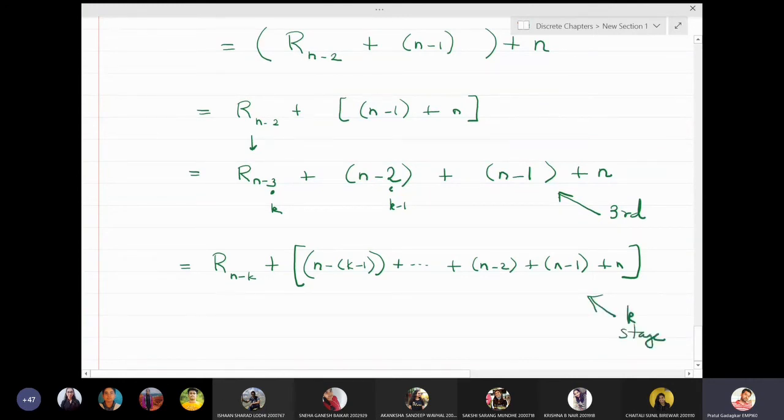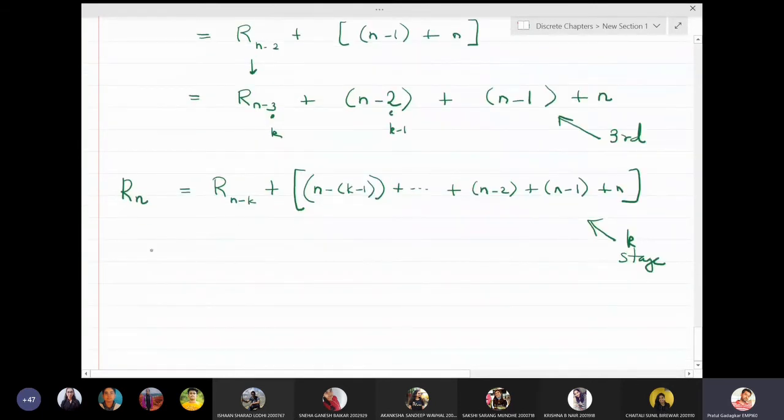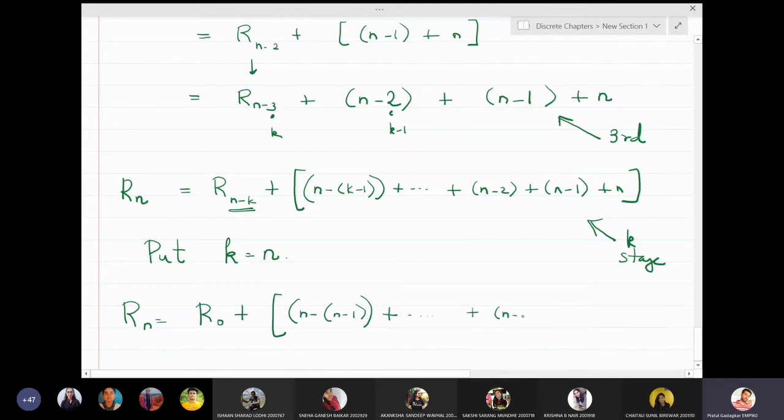Now this is Rn, the LHS was Rn, okay, and now I will put k equal to how much? I will put k equal to n because I want to get R0 here. So when I put k equal to n, what will I get? I'll get Rn is equal to R0 plus n minus 1, because k is equal to n, plus up to n minus 2, n minus 1 plus n.